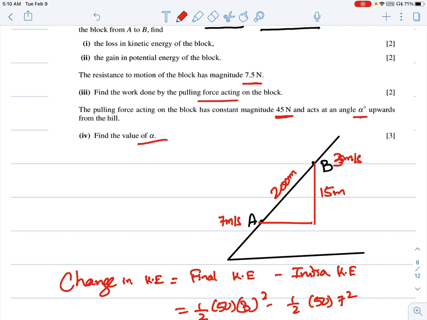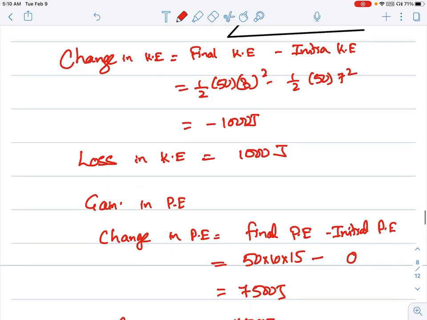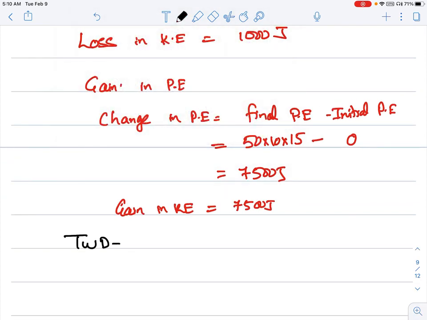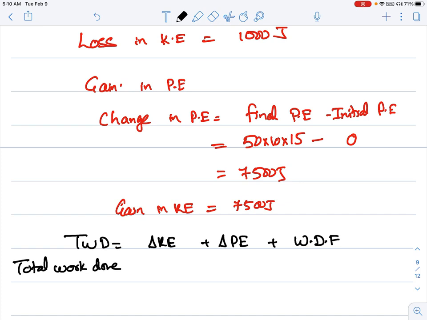Find the work done by the pulling force acting on the block. So that's a 2 marks question. So we have to find the work done acting on the block. Total work done. So we use a formula. Total work done is equal to delta KE plus delta PE plus work done against friction, TWD. What is TWD? Total work done. What is WDF? Work done against friction.